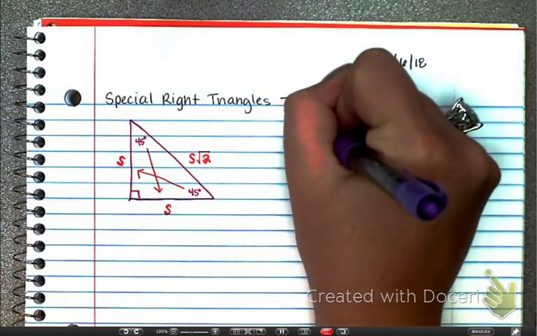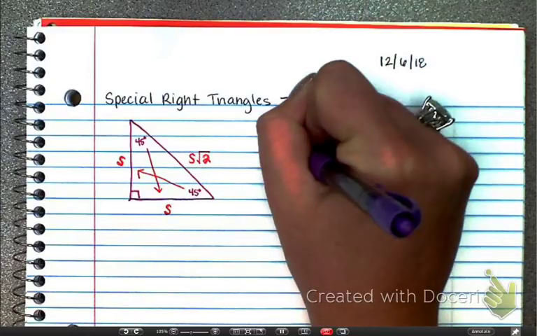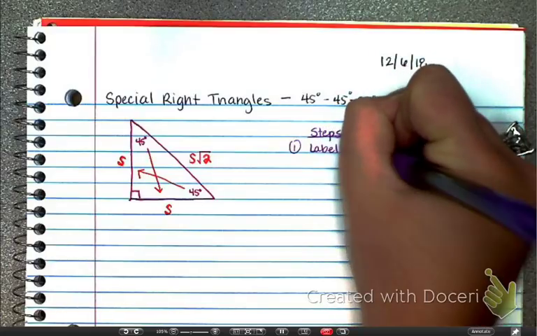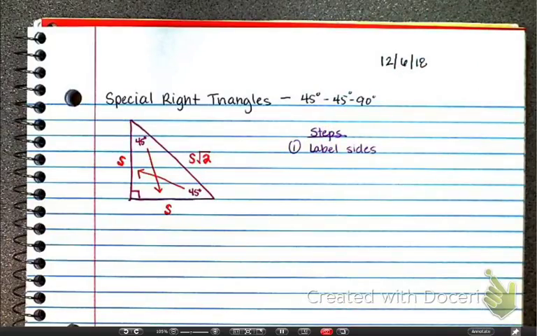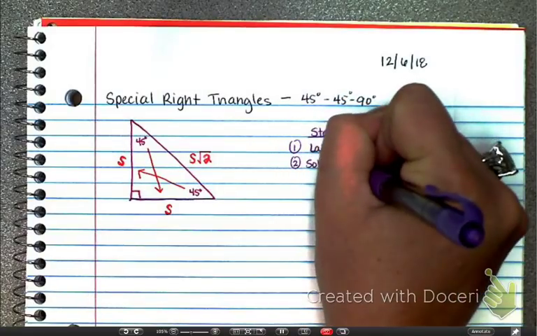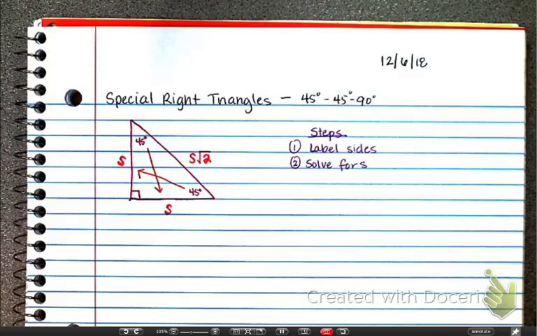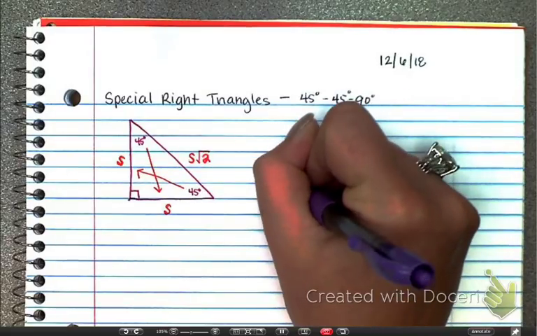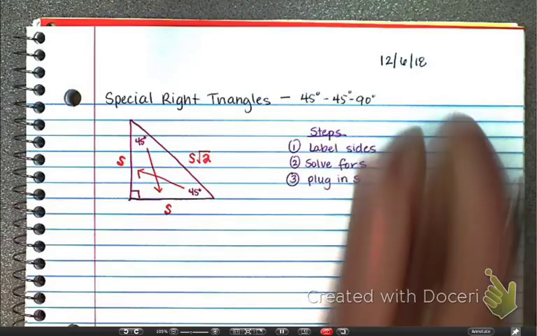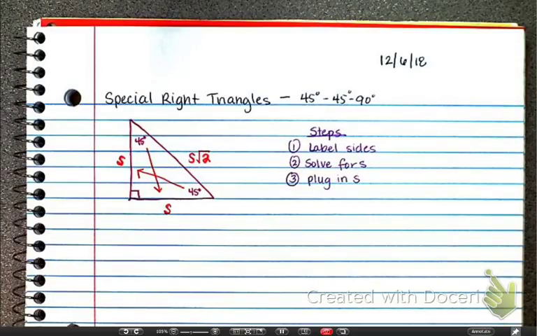So here's going to be our steps to solve these problems. Step 1 is going to be to label the sides. And when I say label the sides, you're going to label it with S, S, and S radical 2. Step 2 is going to be to solve for S. In some cases, S may already be solved for, and you'll be good to go. And then the third step is to plug in S anywhere you still see it. So label the sides, solve for S, and then plug in S. And when we do an example, I think it'll make more sense.